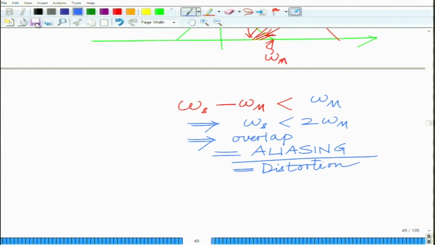When these spectral copies overlap, they superimpose over each other, and that leads to distortion of the original spectrum. Then you cannot recover the original message spectrum by any kind of filtering operation. Hence, this is termed as aliasing, the distortion resulting from undersampling. Remember, you will have no distortion if omega s is greater than or equal to twice omega m. When omega s is less than twice omega m, you will have this distortion which is termed as aliasing.